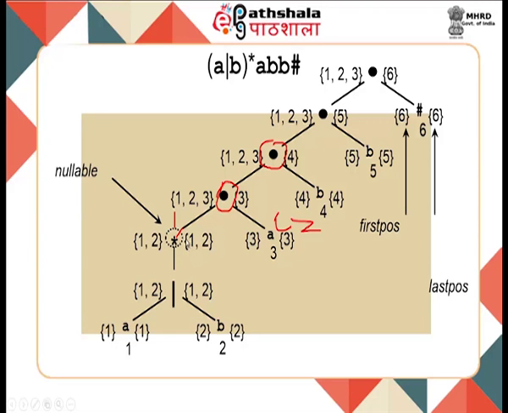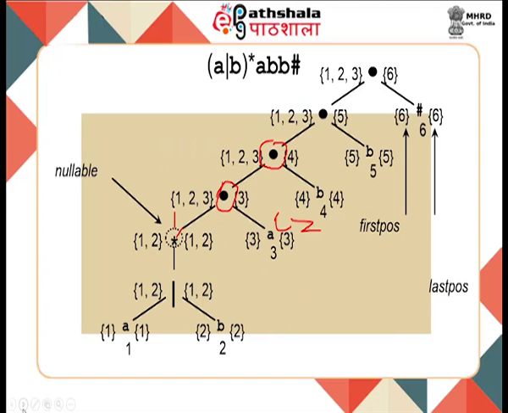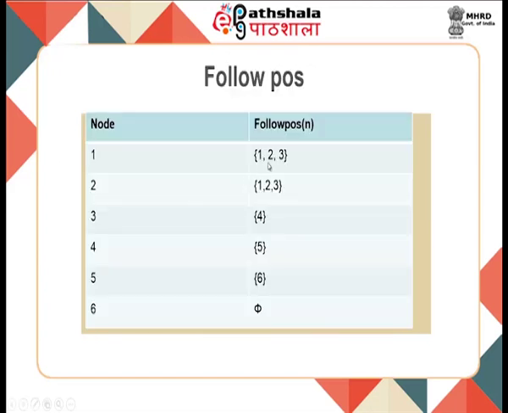So, this will basically have, for the follow positions of 1 comma 2, I need to include the first position of n. The first position of n is going to be 1 comma 2. So, I will include 1 comma 2 there. So, based upon that logic, I have got 1 comma 2 comma 3 here.